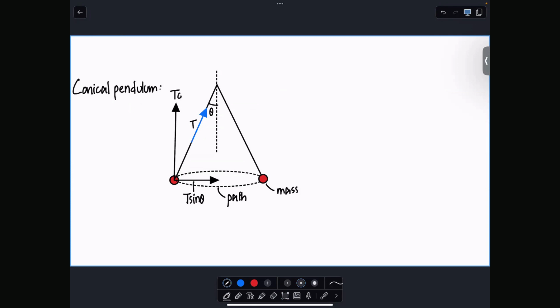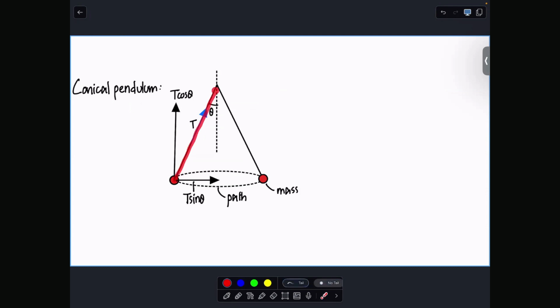And what's the vertical one? T cos theta. For circular motion, your force has to act towards which point of the circle? Center. Which force here acts towards the center of the circle? T sine theta. Okay. Sometimes students will go like, but this looks like the center of the circle, and this should be the answer, right?